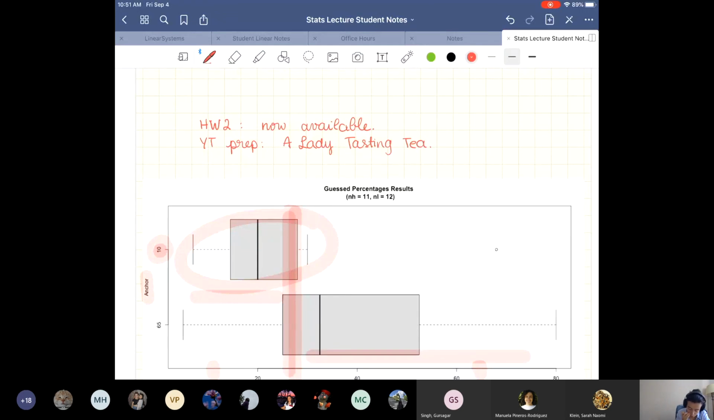It's 2 minutes, so you can just look at that and try to think about what the units, what the treatment, and what the outcome is.